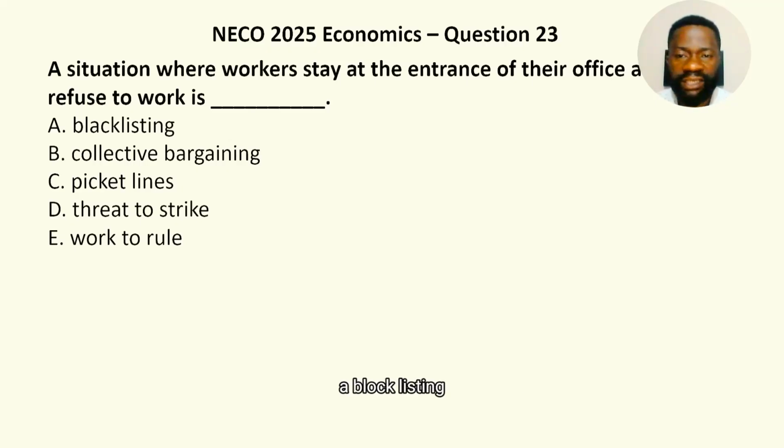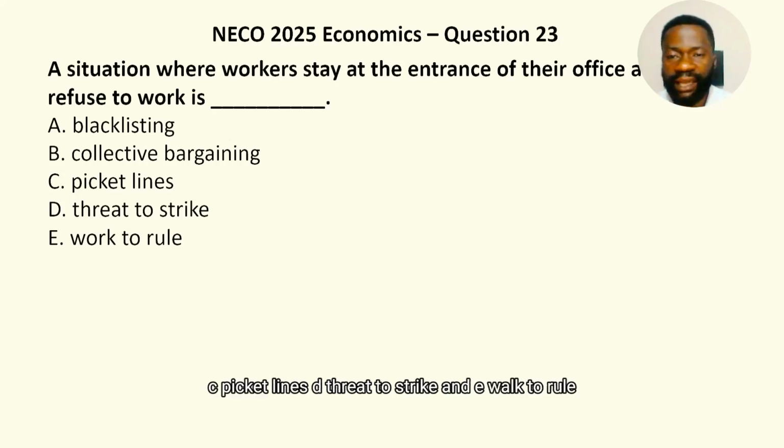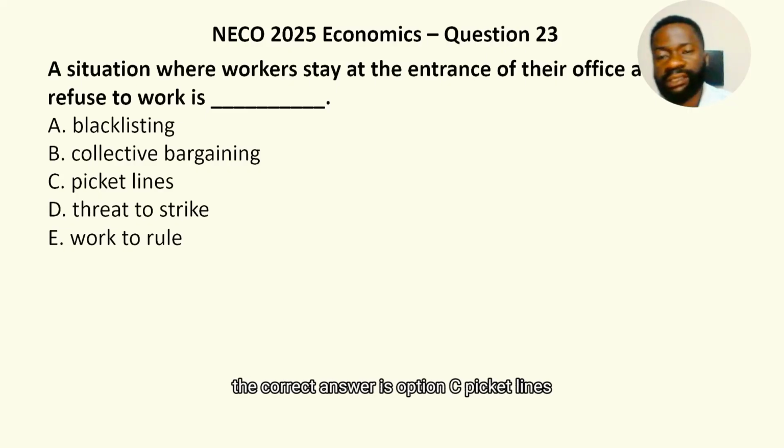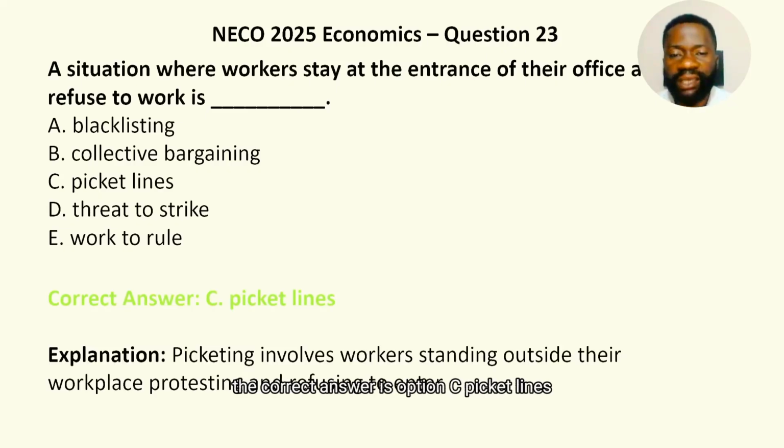A. Blacklisting. B. Collective bargaining. C. Picket lines. D. Threat to strike. And E. Walk to rule. The correct answer is option C, picket lines. Picket lines involves workers standing outside their workplace, protesting and refusing to work.